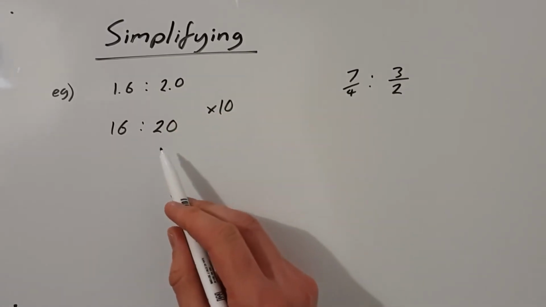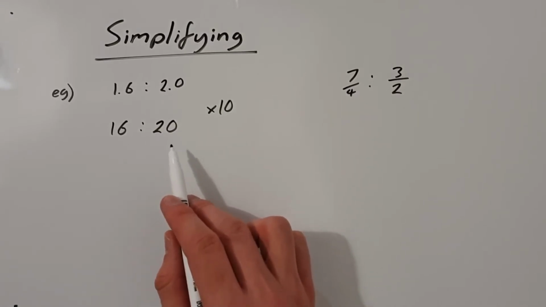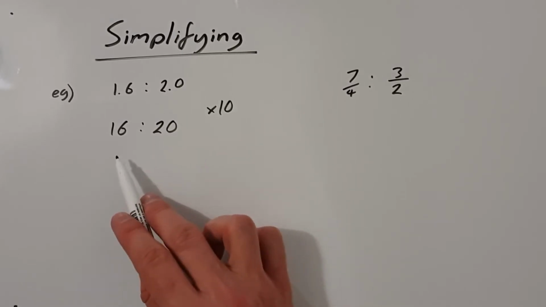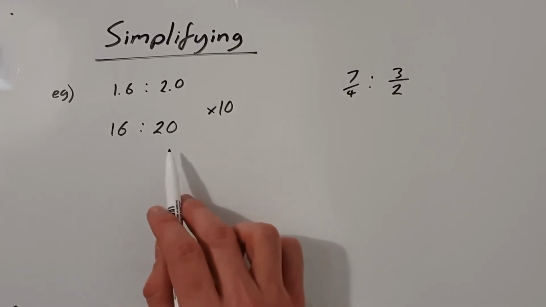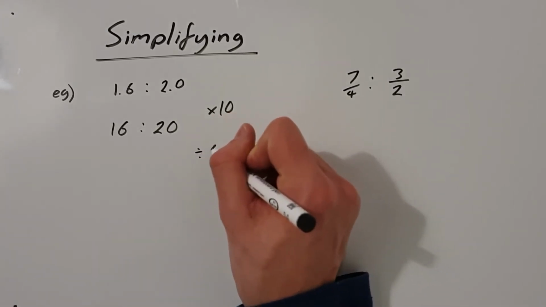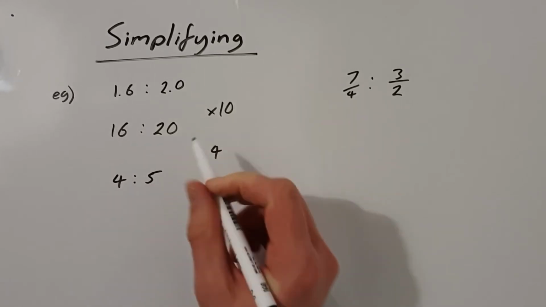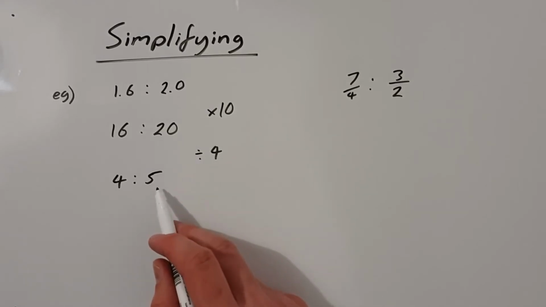And here we go, we've now gotten rid of our decimals. We now have our whole numbers, which we can simplify just like we did before. Treating this as a fraction again, if we try and think of a common factor of 16 and 20, I can think of 4. So we can now divide these both by 4. That gives us 4 to 5. And that is the simplest form of this ratio. All of them are whole numbers, and that's how you do that.